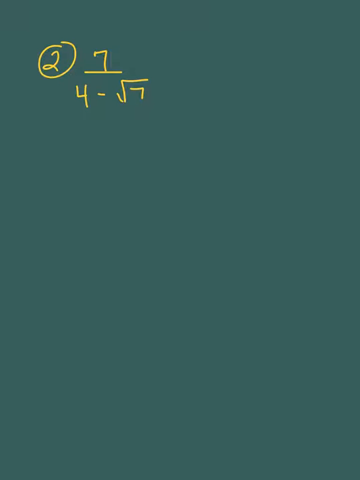Let's look at number 2. We have 7 over 4 minus root 7. Now again I have a binomial in my denominator with a radical, so I know I have to multiply it by the conjugate. The conjugate of this is going to be 4 plus the square root of 7. So whatever I do to the denominator, I have to do to the top. So again, I'm going to distribute. So 7 times 4 gives me 28 plus 7 root 7.